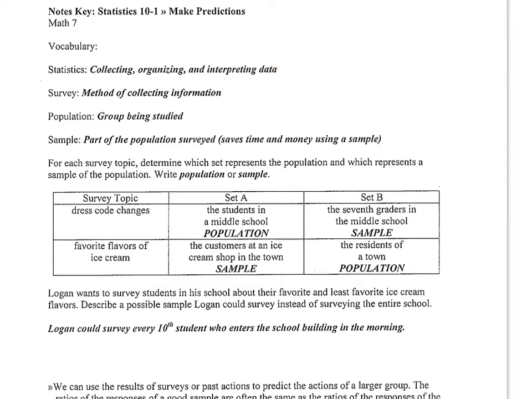We can collect statistics in many different ways. One way to collect statistics or data is to use a survey, which is a method of collecting information. Now, a survey could be online. It could be someone standing outside of a store asking you something. It could be through the mail.